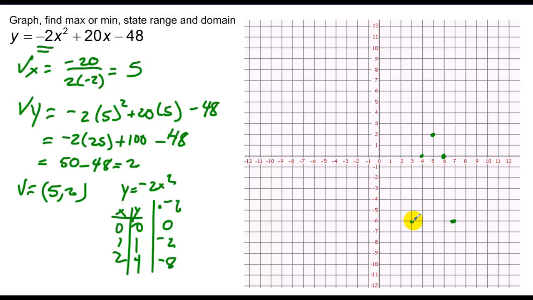So you'll notice in this case, this has reflected. And rather than having a minimum, I have a maximum of the y value, which is 2. Domain is still all reals. And the range, in this case, is y is now less than or equal to 2.